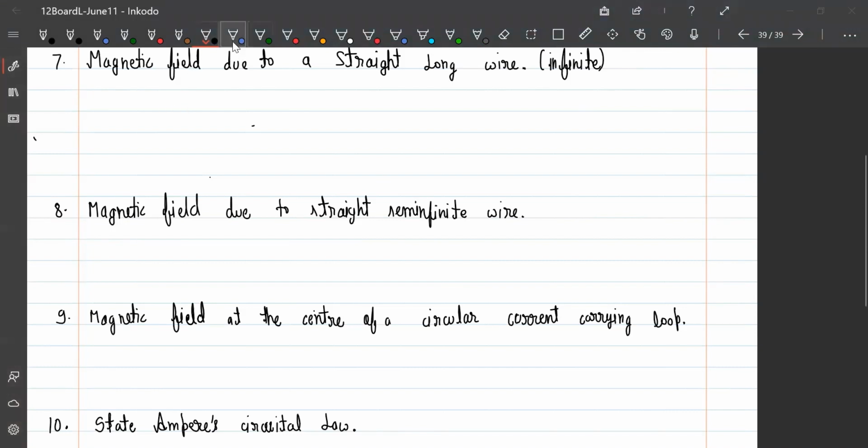Mehul's answer for this is correct. For a straight long wire, it is mu naught I by 4 pi r. And due to a straight semi-infinite wire, it is mu naught I by 2 pi r. These results should be remembered. Yes, that is true. Here it should be 2 pi r, and here it should be 4.